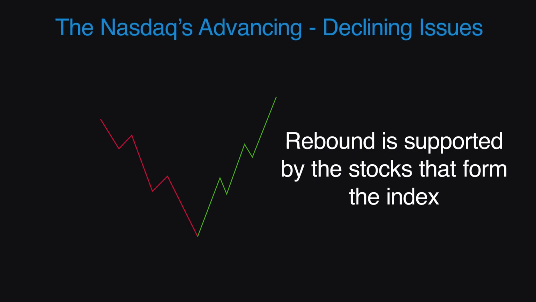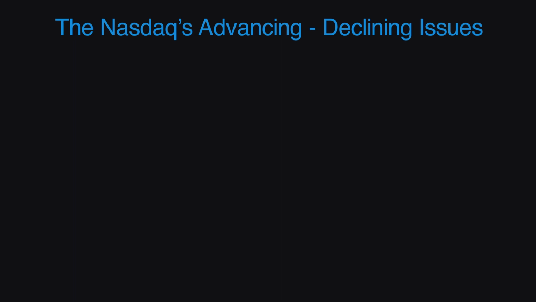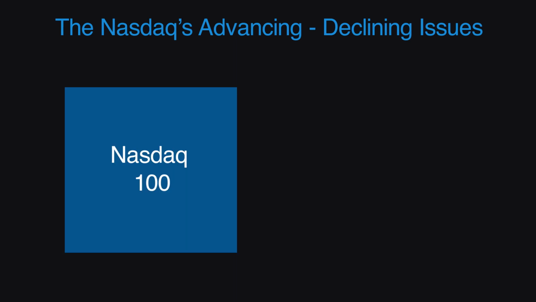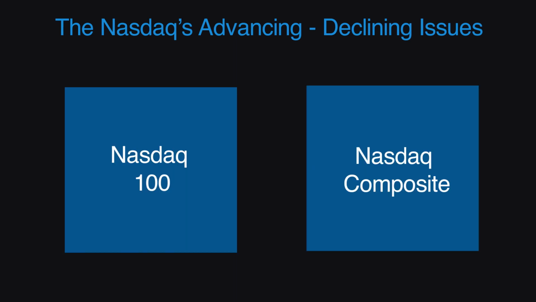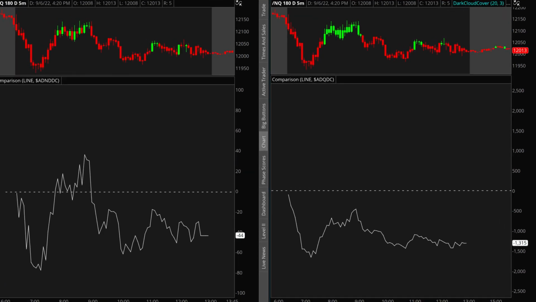This is a breadth indicator which measures how many stocks that are part of the Nasdaq's index are advancing and how many are declining. The Thinkorswim platform actually offers two different indicators. The one for Nasdaq 100 and another one for Nasdaq Composite. I use both of them in my analysis and decision making. Here's today's chart. The Nasdaq 100 indicator is on the left and Nasdaq Composite on the right.